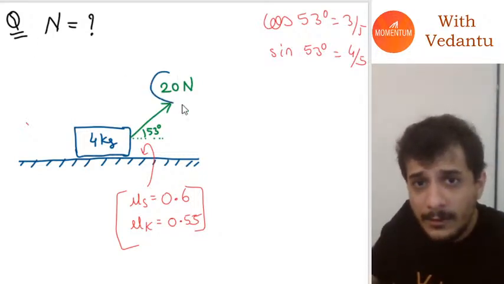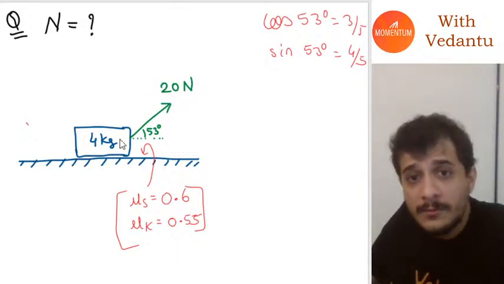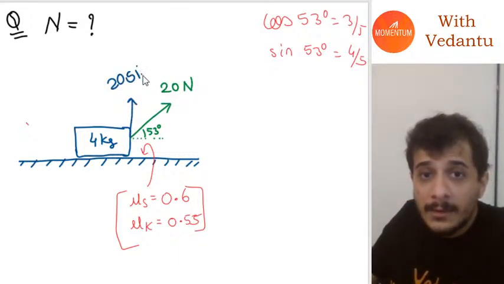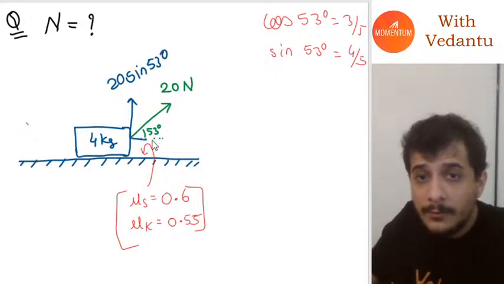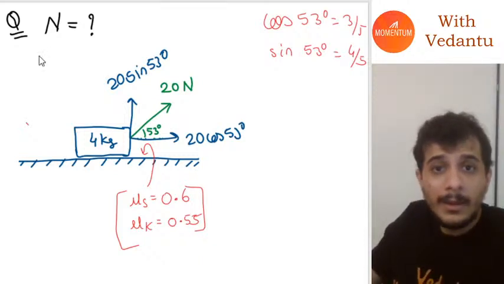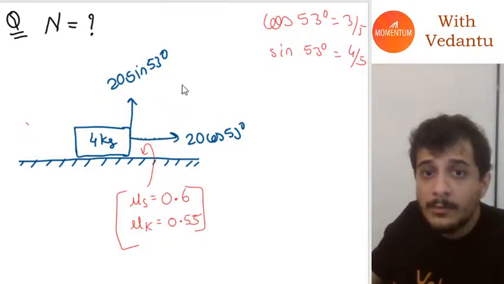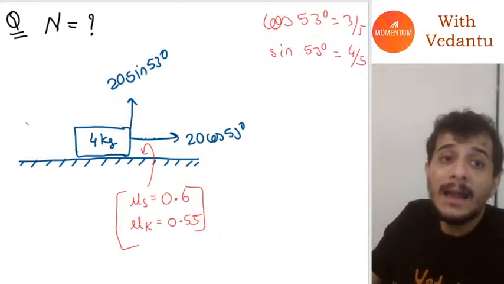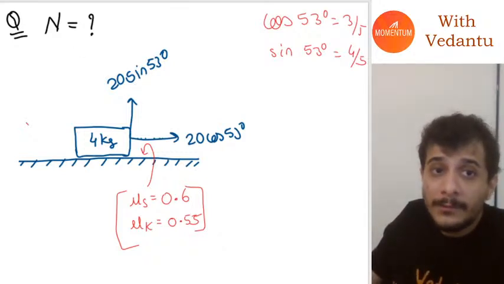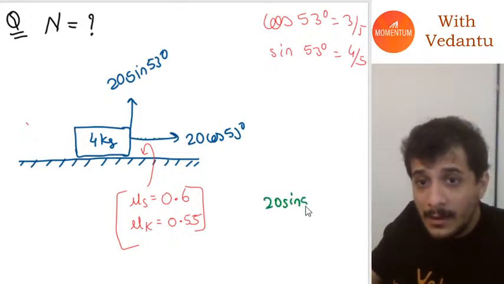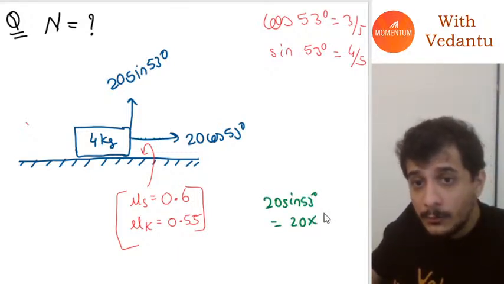First of all, you have to remember to split this force into two different parts. There will be 20 sin 53 in this direction, and a component of 20 cos 53 in this direction. After you divide it into components, you have to remove the original force. 20 sin 53 is 20 into 4 by 5, which is equal to 16.